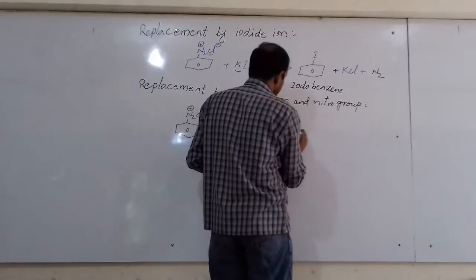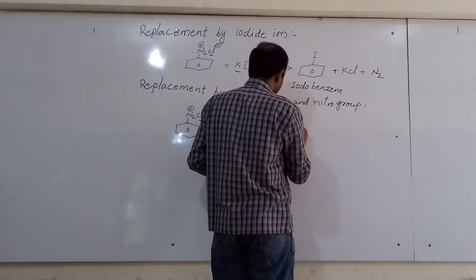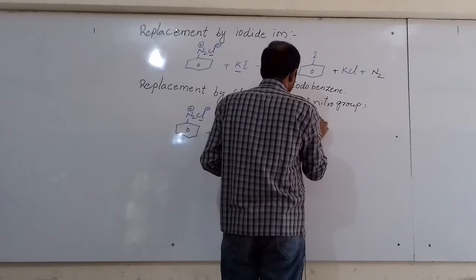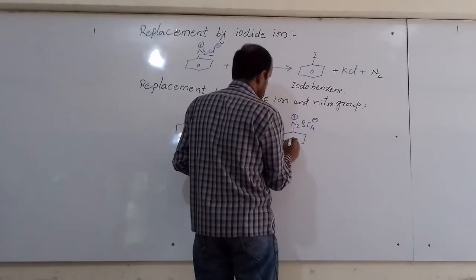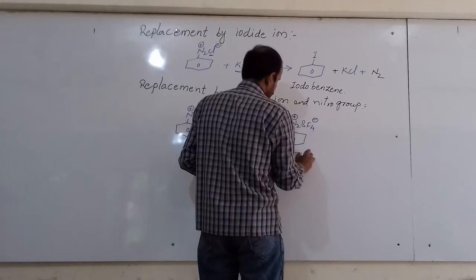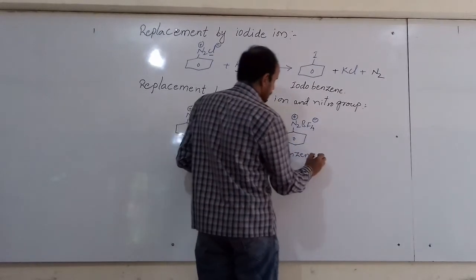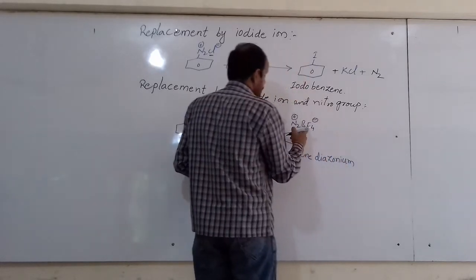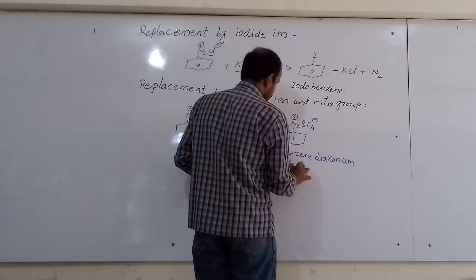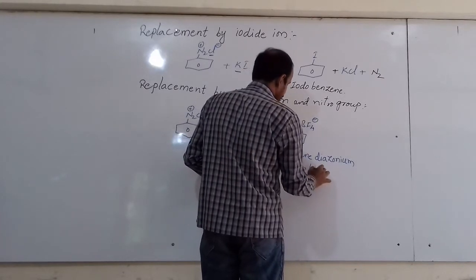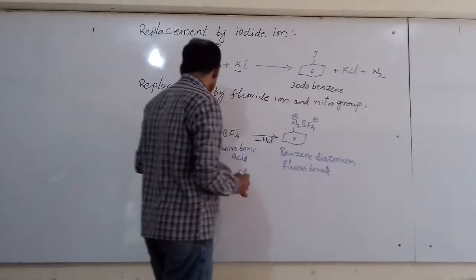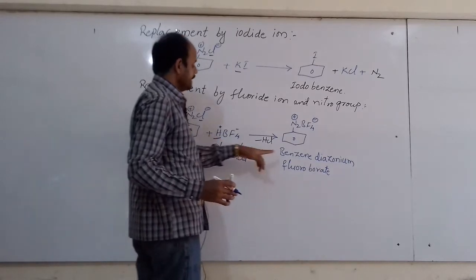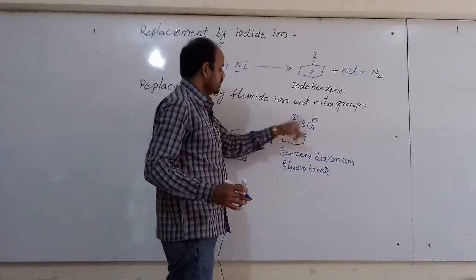Thus we get benzene N2BF4. What is the name of this one? N2 means diazonium, so it is benzene diazonium fluoroborate. Benzene diazonium chloride reacts with fluoroboric acid, and then we get benzene diazonium fluoroborate.